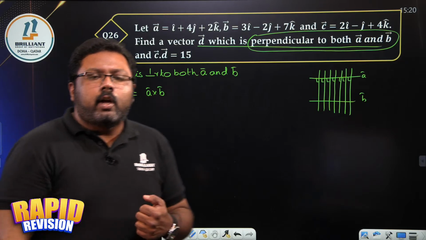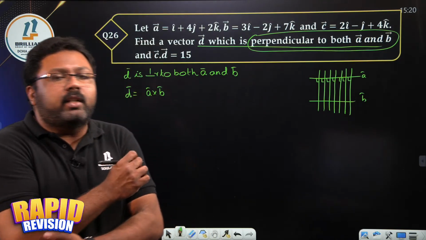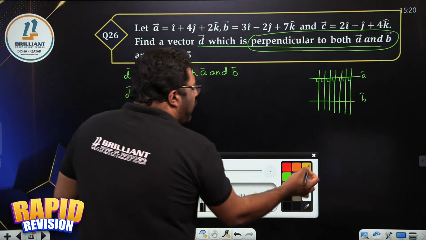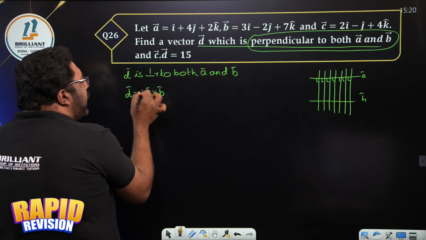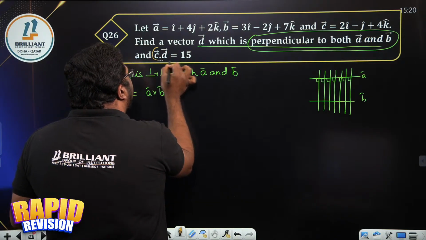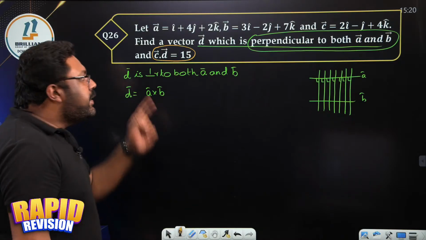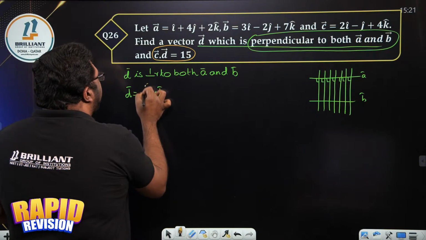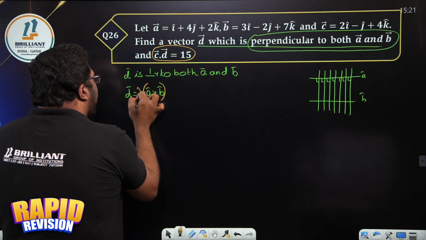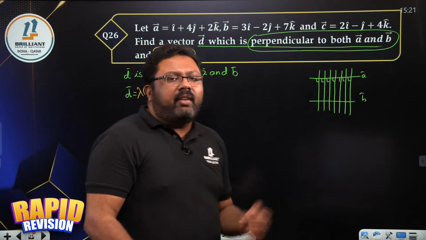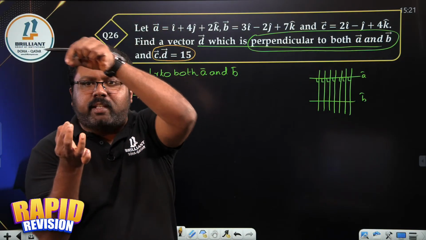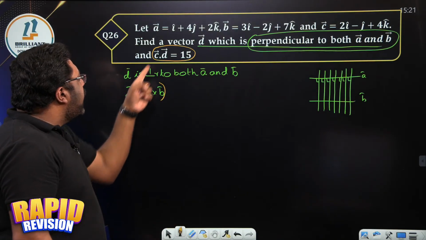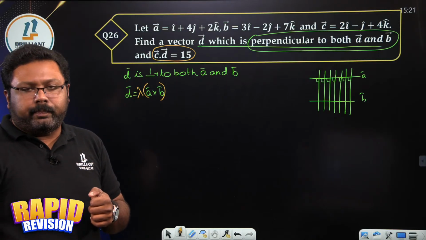The shortest technique to find a vector which is perpendicular to two other vectors is to take the cross product. But now there's a problem here. The problem is not only should they be perpendicular to both A and B, there is one more condition associated with D, that C dot D should be 15. And because of that reason, I am forced to do something here, to put a lambda. From these infinite vectors, I have to take out one vector which gives me a value for lambda in such a way that the dot product with C is 15.